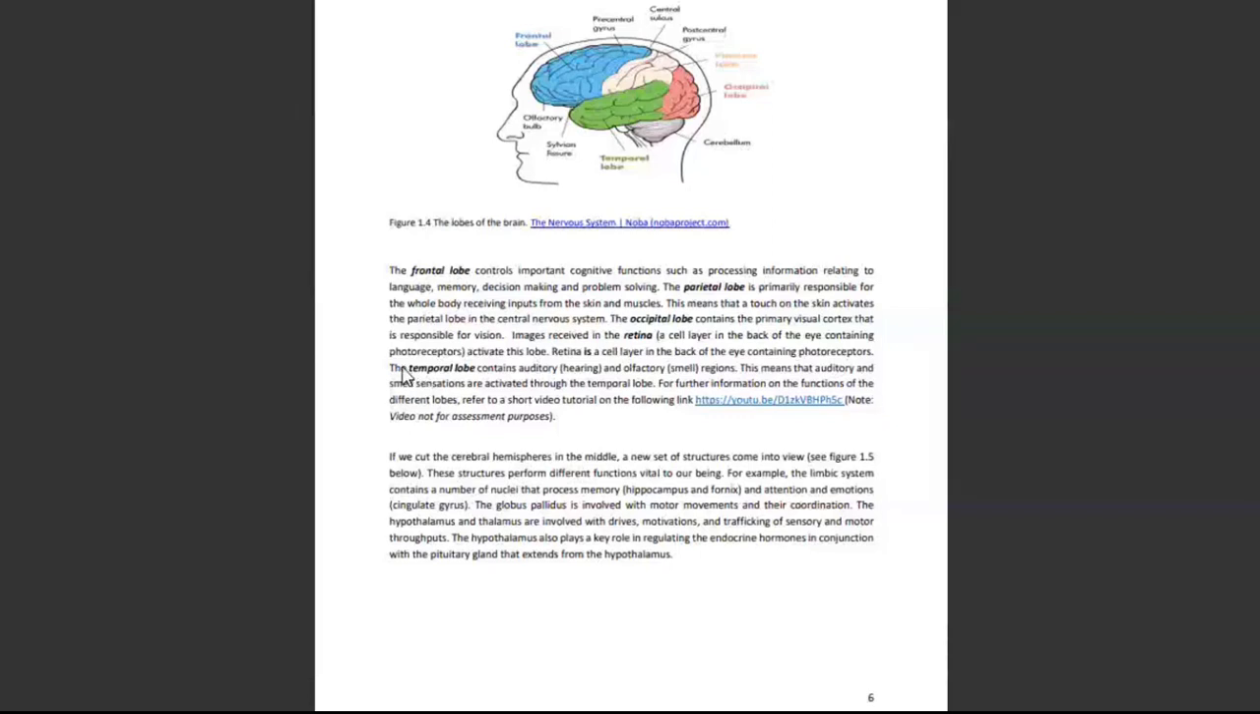Then the last one is the temporal lobe. The temporal lobe determines what? Hearing and smell. This means auditory and smell. As I'm talking to you right now, you are receiving information through the temporal lobe. This means that the auditory and smell sensations are activated through the temporal lobe.